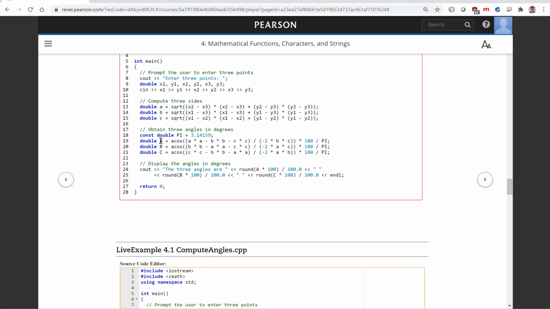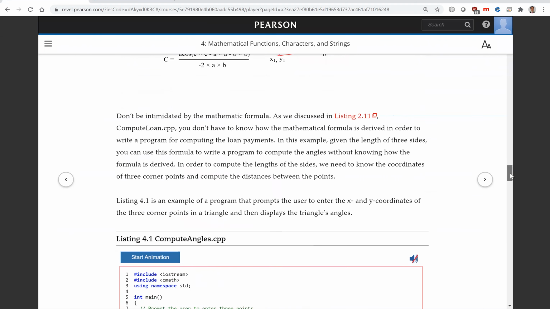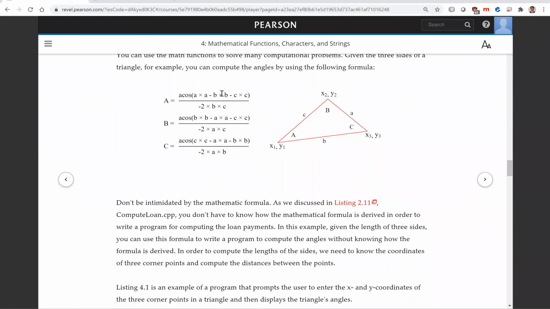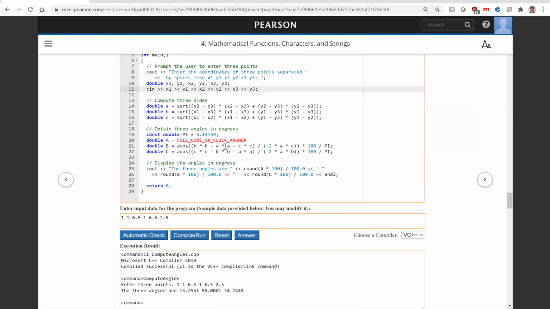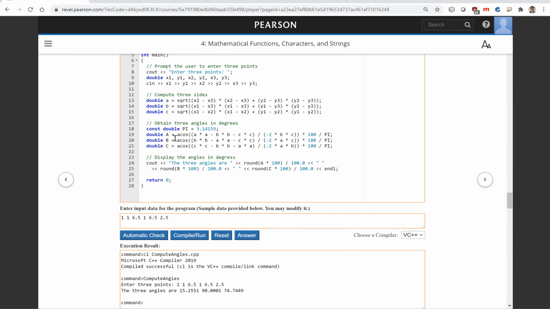Now we can compute A. So let's have a constant for pi. Apply this formula, the arccosine. We're going to plug a, b, c into the formula. So we're going to have this, plug it in, and this is the value right here. We're going to write this. Now we have A, B, C. These are the angles, so we're going to display the angles now.